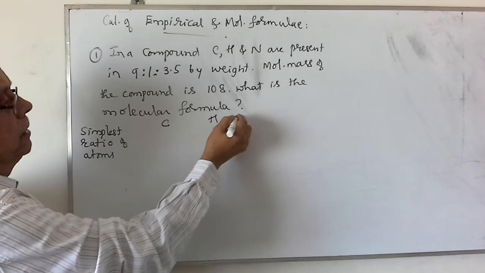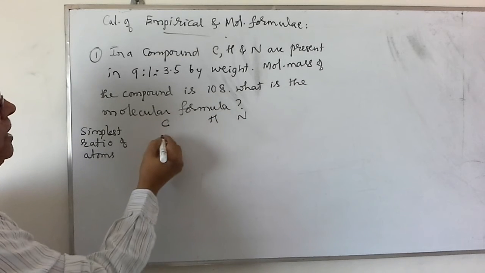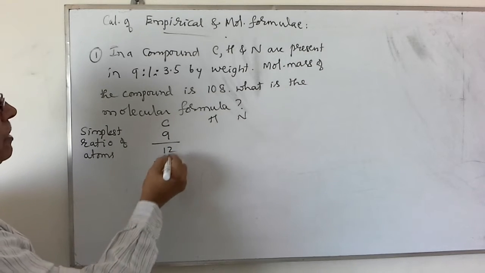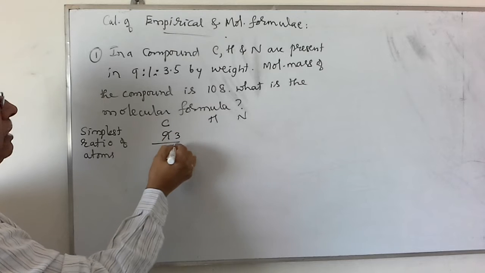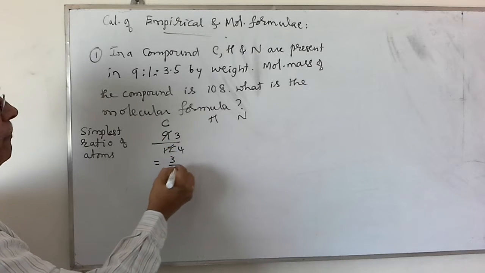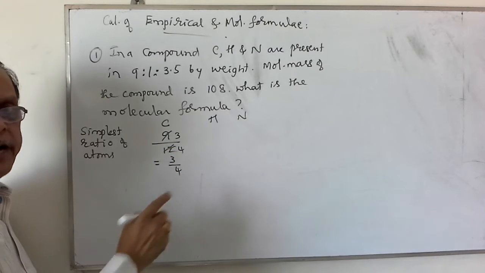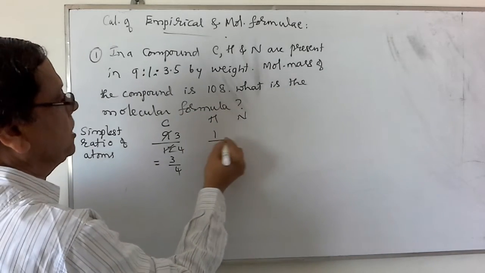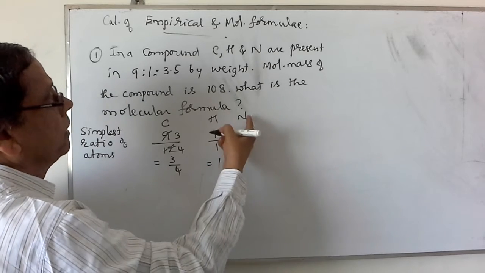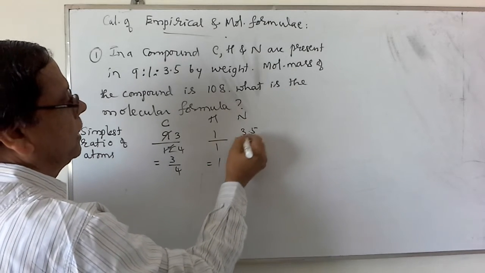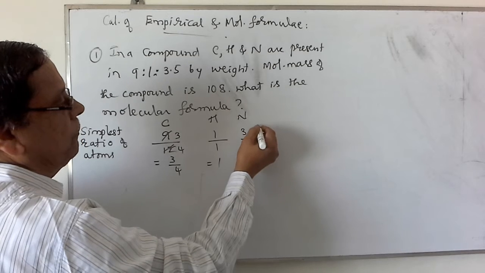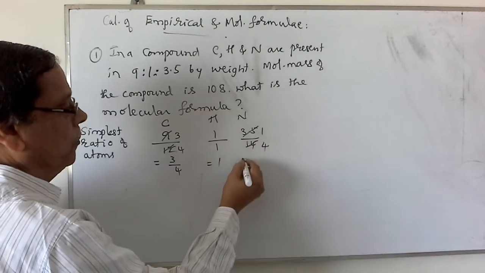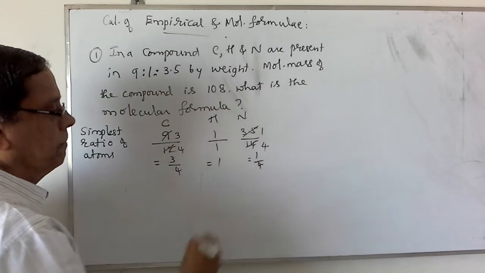Carbon, hydrogen and nitrogen. Carbon is given as 9 divided by 12. If you simplify, it will be 3 by 4. Further you can simplify to 0.75, but not needed because we have simple numbers. Hydrogen is 1 by 1, that is 1. Nitrogen is 3.5 divided by 14. If you multiply this 3.5 by 4, you will get 1 by 4.